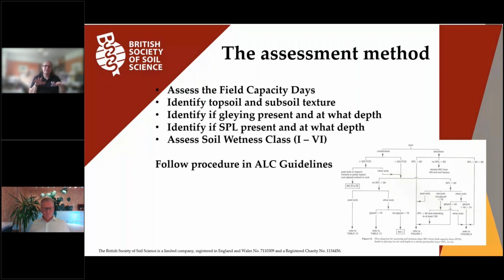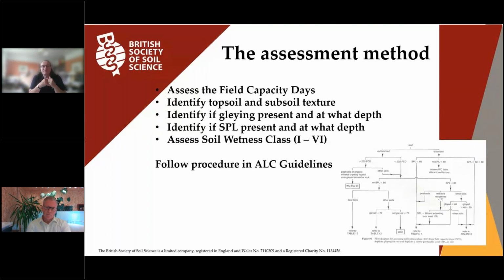So that's a layer of soil that the water finds it difficult to penetrate, and the depth at which that occurs will determine how high up water sits above that, and how waterlogged the soils might be and for how long. And as a result of all of those pieces of information, you can assess the soil wetness class, which is classes 1 to 6, 1 being the best, 6 being the worst.